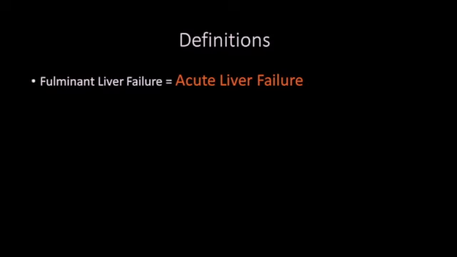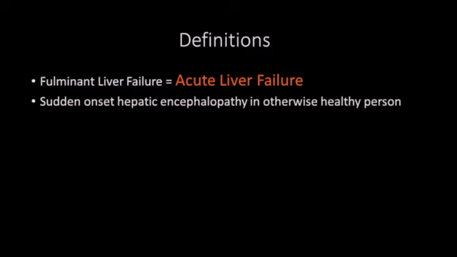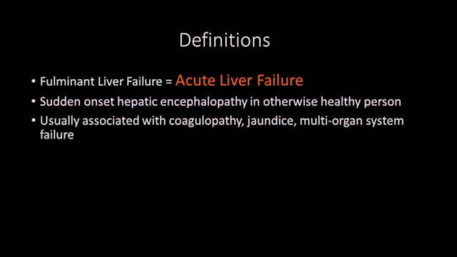Fulminant liver failure is the traditional name for the entity that we'll be discussing, but of late it has been changed and is now known as an umbrella term of acute liver failure, which is how we will refer to it for this talk. The entity is the sudden onset of hepatic encephalopathy in an otherwise healthy person, so quite a dramatic event. Because it is liver failure, it is typically associated with coagulopathy, jaundice, and may very rapidly progress to multi-organ system failure.